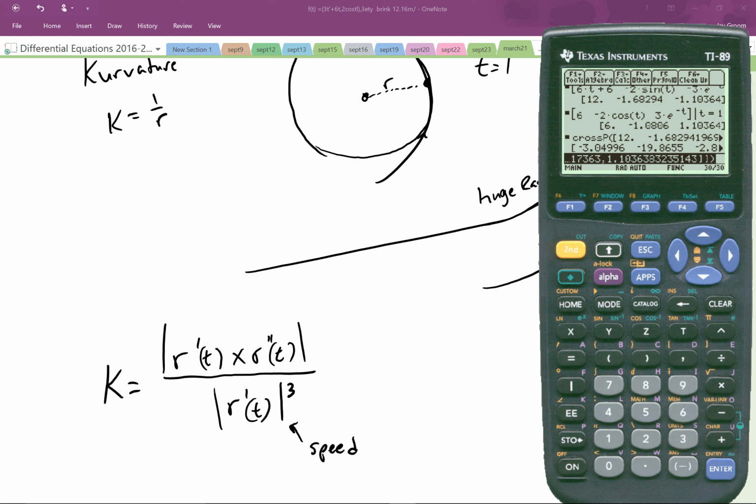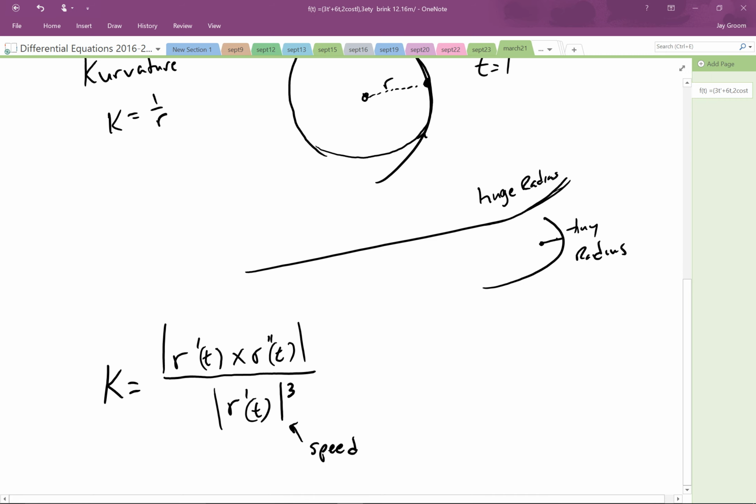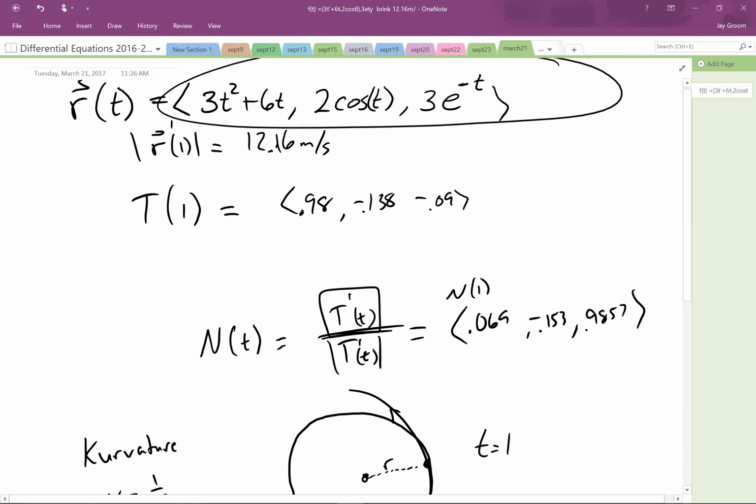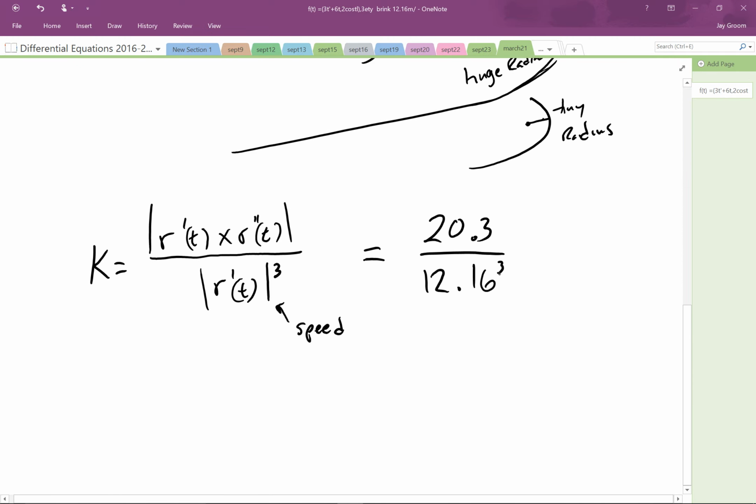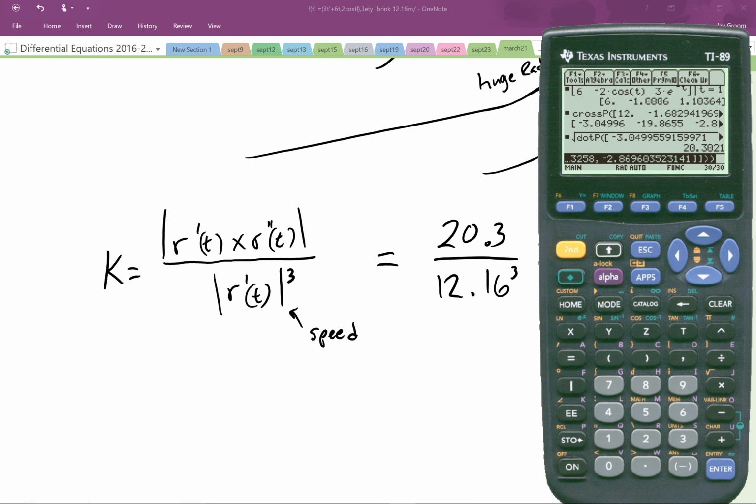So there's the cross product. Now I'm going to take the dot product of that with itself, but the square root of the dot product, obviously, because this is going to give us the length of it. And so it's 20.3 on top. And on the bottom we said it was 12 point something, yes, 12.16 cubed. So it's 20.3 divided by 12.16 cubed. So I get a curvature of 0.01129.